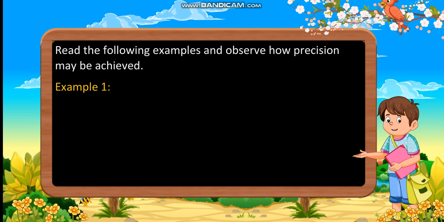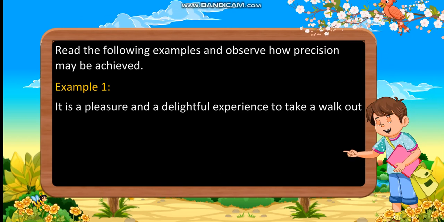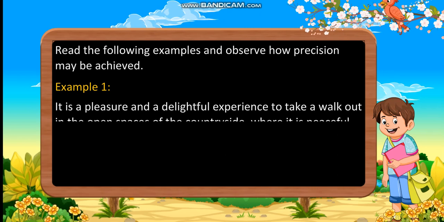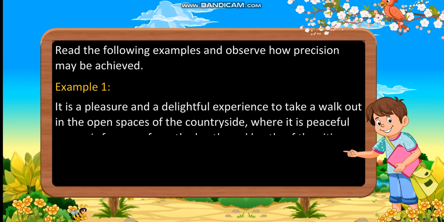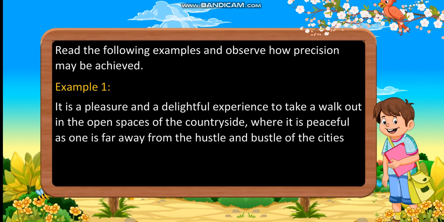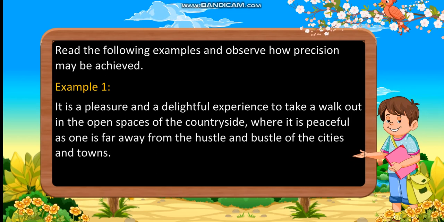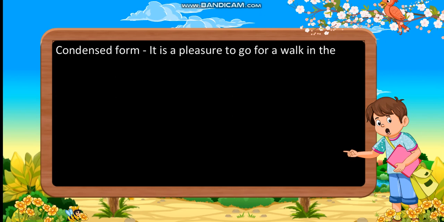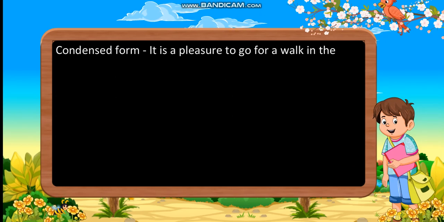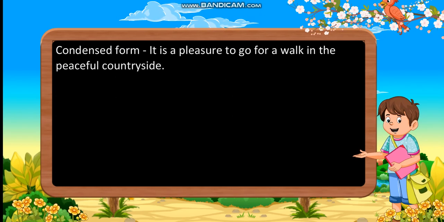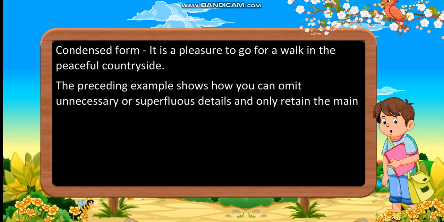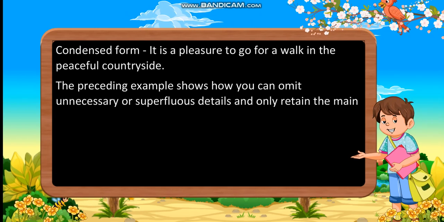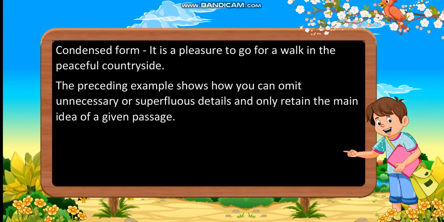Example 1. It is a pleasure and a delightful experience to take a walk out in the open spaces of the countryside where it is peaceful as one is far away from the hustle and bustle of the cities and towns. Condensed form: It is a pleasure to go for a walk in the peaceful countryside. The preceding example shows how you can omit unnecessary or superfluous details and only retain the main idea of a given passage.